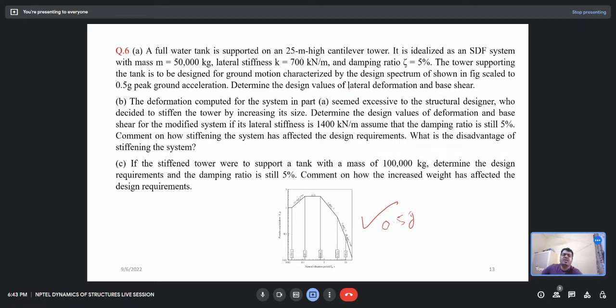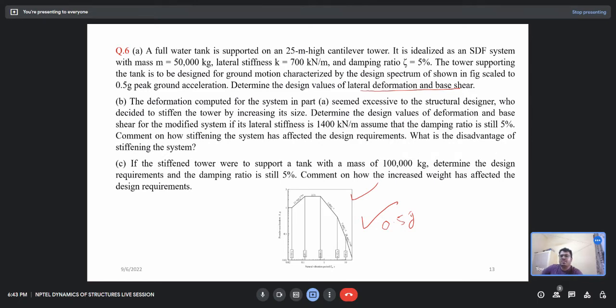In the first part, we have to determine the lateral force and the base shear. You have been given the mass and the stiffness. You can calculate the time period directly, and from the time period you can calculate the Sa by g from this graph, and you can calculate the displacement as well as the base shear.